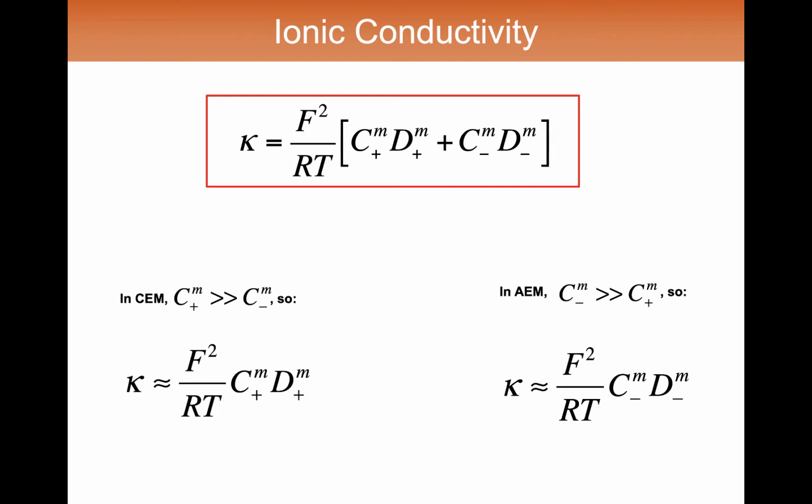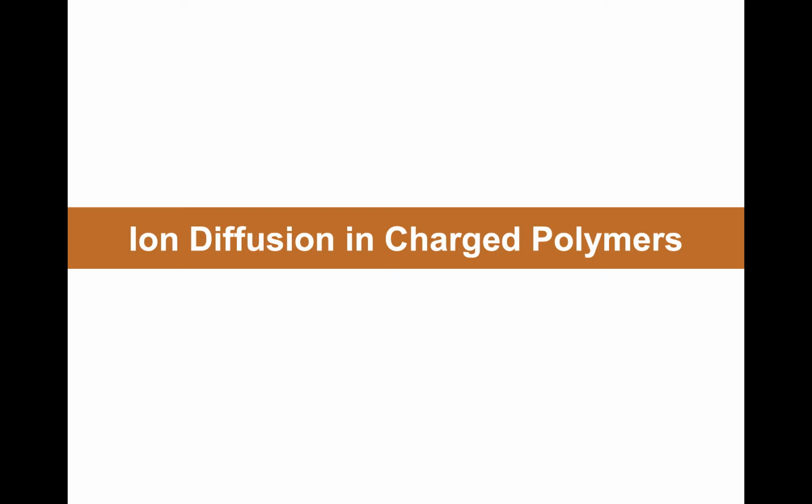ionic conductivity. In any event, within the framework that we're developing, we expect that if we had accurate values of the cation and anion concentrations in the membrane as well as their diffusion coefficients, that we could predict, for example, ionic conductivity from permeability measurements or vice versa. And so now I want to talk just a little bit about ion diffusion in charged polymers. This is going to be an entry into the last portion of this lecture.